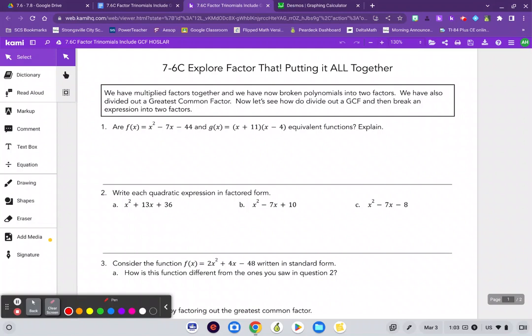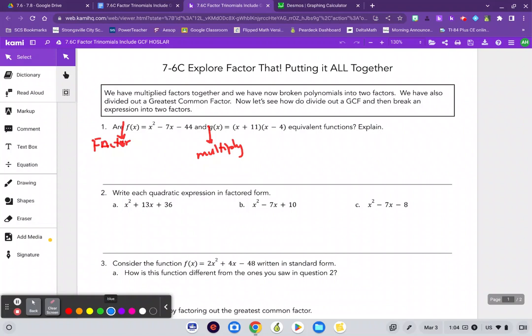All right, so the first question says, f of x equals x squared minus 7x minus 44, and g of x equals the quantity x plus 11 times the quantity x minus 4. Are these equivalent functions? Explain. I could do one of two things to check. I could start with f of x and factor to see if I get the same set of factors as g, or I could take g of x and multiply to see if I get the same standard form as f. Those are my two choices, and I'll show you both just so you can see how this works.